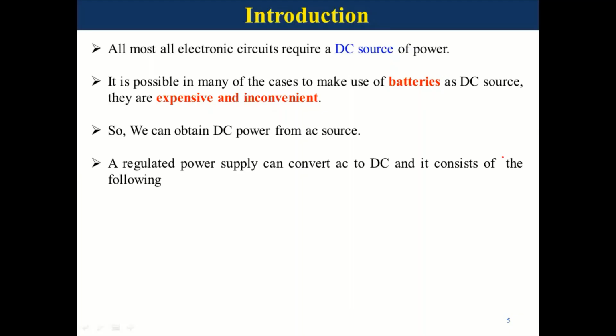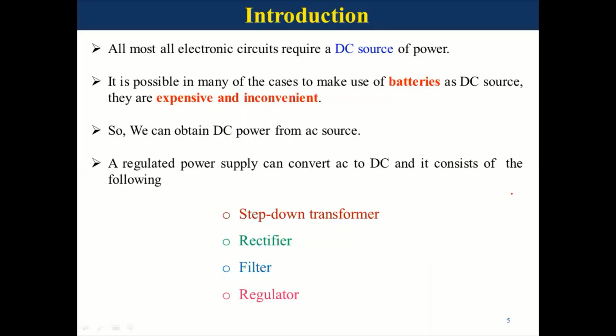That conversion process in general, we can call a regulated power supply. All those blocks combined, we can call a regulated power supply. A regulated power supply converts AC to DC, and it consists of the following blocks. The very first block is a step down transformer. In the conversion, we need a step down transformer, a rectifier, a filter, and a regulator. So these four blocks combined can convert AC to DC.